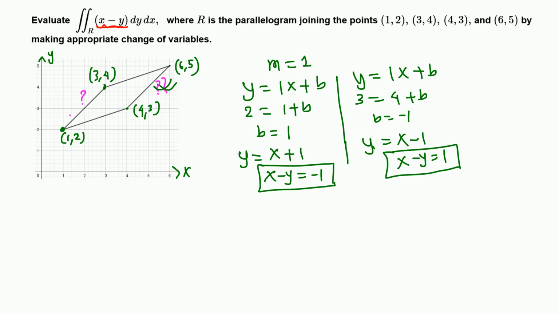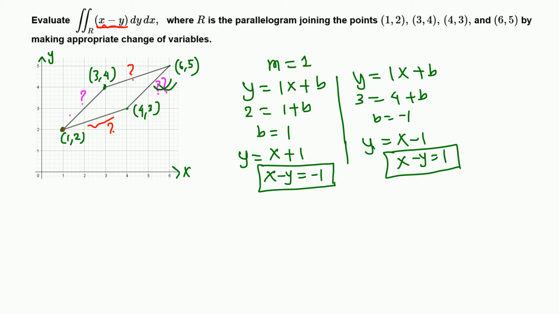So when we make the substitution x minus y as u, this becomes u equals negative 1, just a vertical line, and u equals 1, another vertical line. So we are getting a better shape. Now let's work on these other sides, the equation of this line and this line.